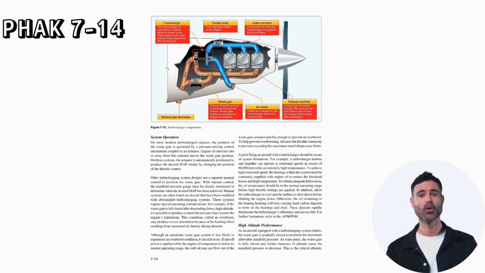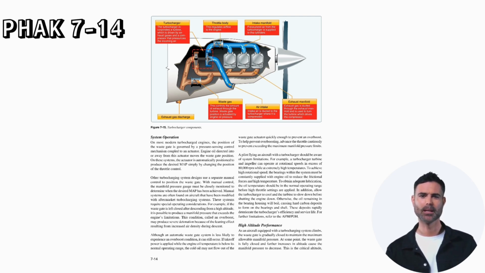With manual control, the manifold pressure gauge must be closely monitored to determine when the desired MAP has been achieved. Manual systems are often found on aircraft that have been modified with aftermarket turbocharging systems. These systems require special operating considerations.